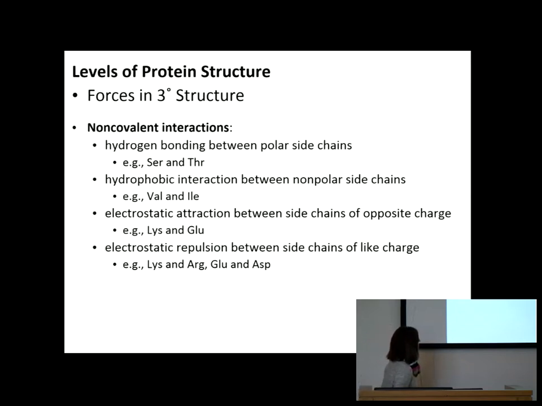Now, we have electrostatic attraction between side chains of opposite charge. So if you have a basic one that's going to be positively charged at neutral pH or physiological pH, and an acidic one, like glutamic acid, that's going to be negatively charged at physiological pH, then those are going to form what we call a salt bridge. So there's a couple things I want you to know. Let's stick at this electrostatic attraction for a second. Our basic side chains are going to have a higher pKa.